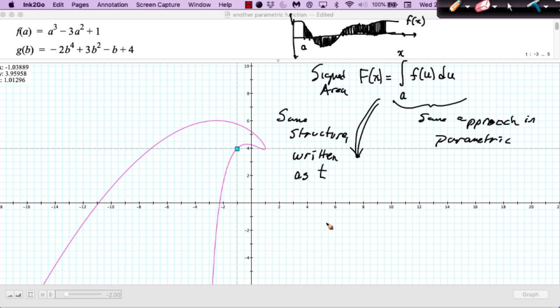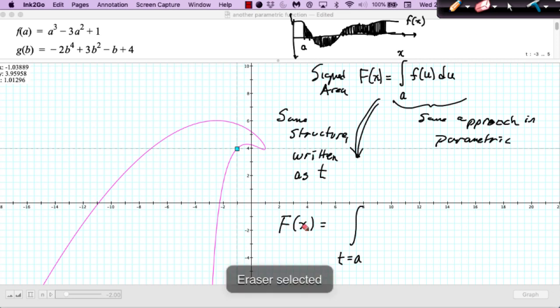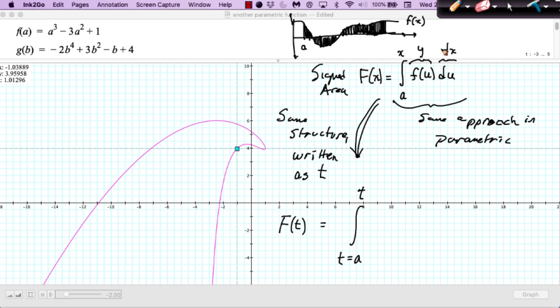So our signed area is going to be, now our starting value is going to be t equals some starting value a. That's going to be a t value. Oh, sorry, it's going to be f of t then. So we want f of t now. And so we're going to be accumulating up to some value t. And so if you go back and look at this, what is f of u? Isn't f of u just y? Isn't that just y? And then du is like dx, right? Changes in x. So that's what we're going to use.